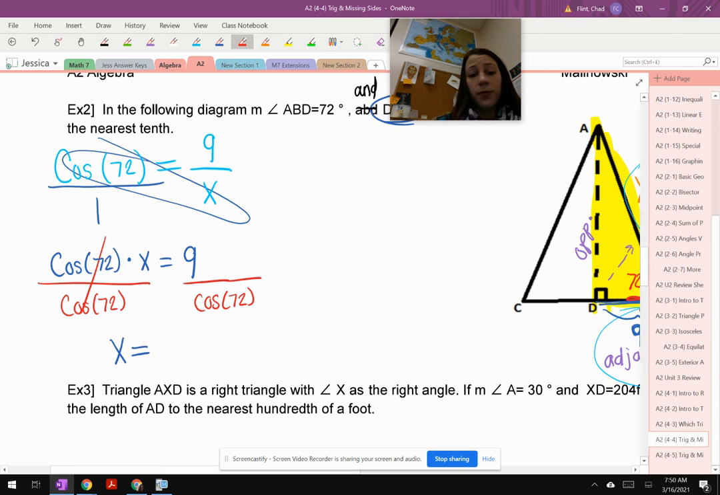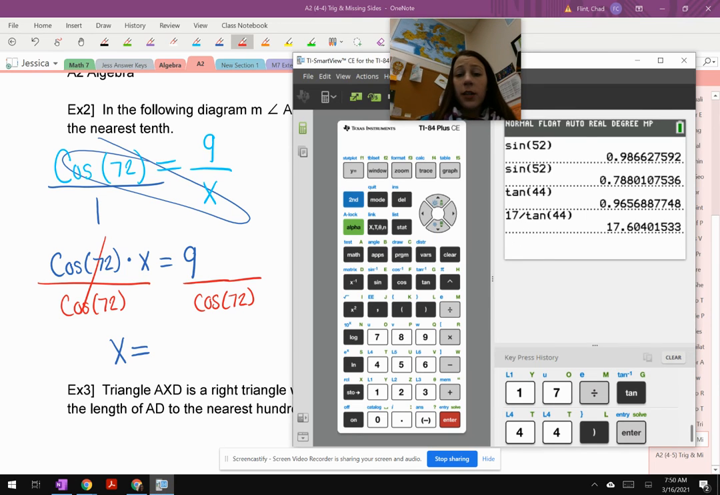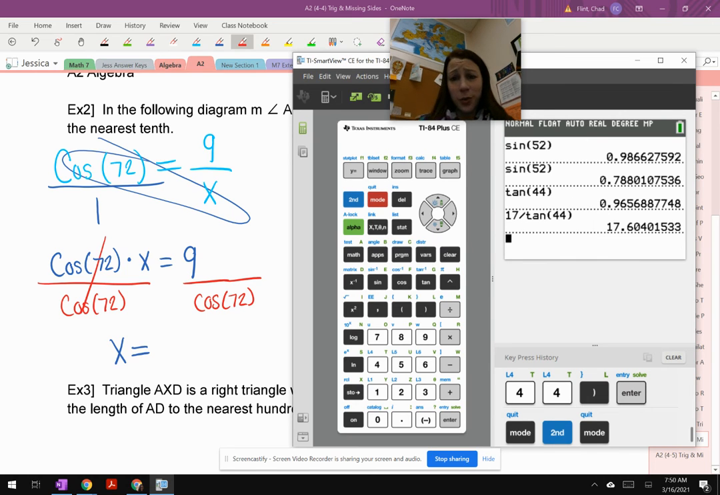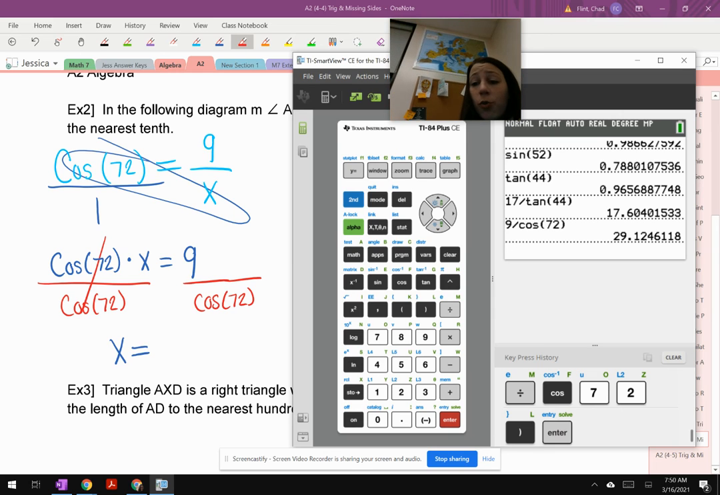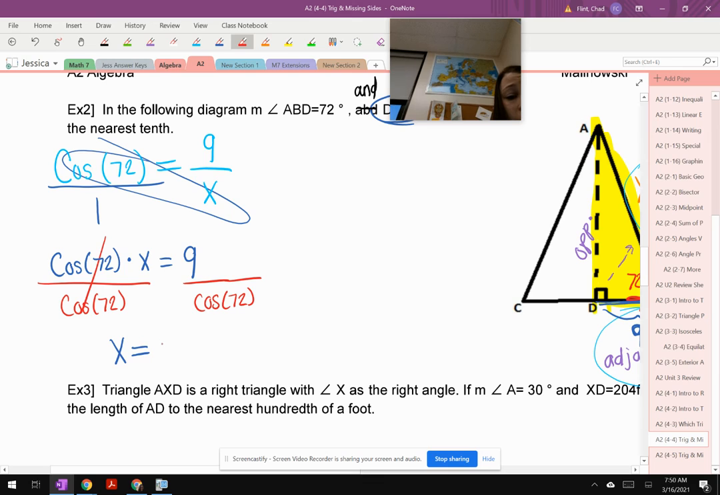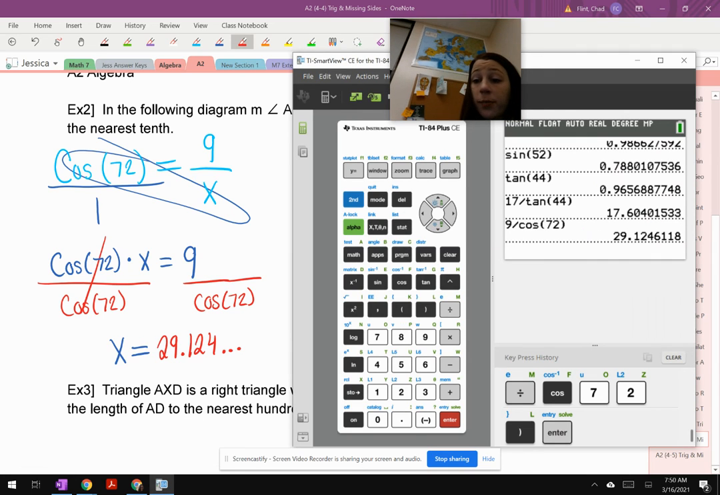There we go. So, to my calculator, again, just double checking to make sure I'm in degree mode. It shouldn't go out of degree mode if you're continually using it. So this time I'm going to do 9 divided by the cosine of 72. And that's going to get me 29.124. So remember, write down that decimal. 29.124... to show that it keeps going.